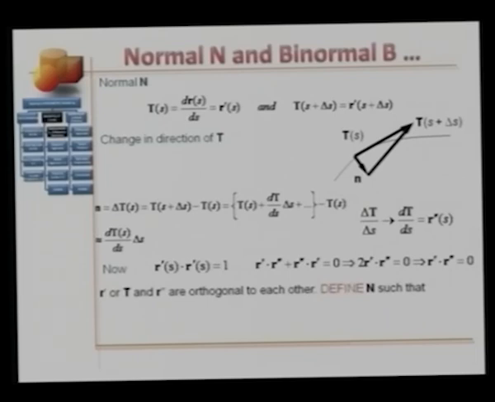We can use this fact and define the normal n such that some scalar kappa times n equals R double prime, which is dT over ds. Kappa is a scalar used so that n happens to be a unit vector. Here, kappa is a scalar and n is a unit vector.